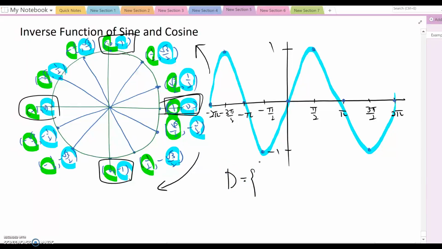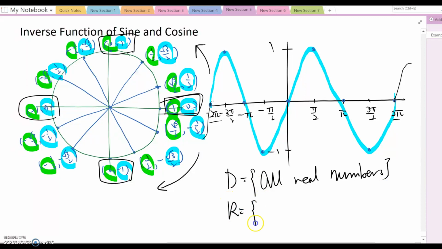Okay, then now, based on this, what will be the domain here? I only show between negative 2 pi to 2 pi, but it keeps on moving like this and keeps on moving like that. So as you see, the domain will be all real numbers. What is the range? y always fluctuates between 1 and negative 1. So negative 1 and 1 will be its range.